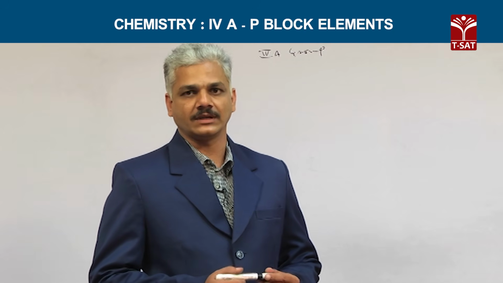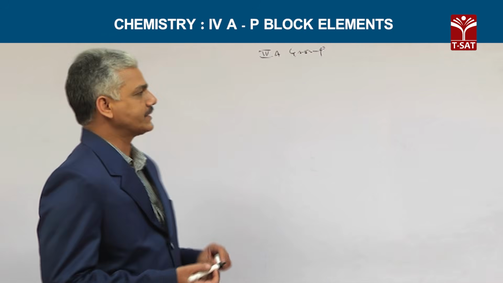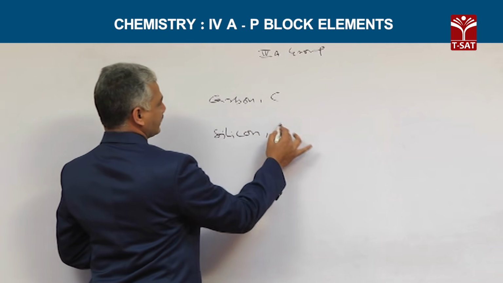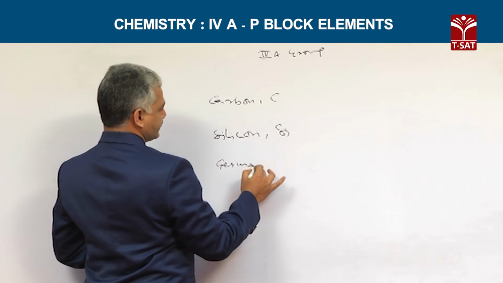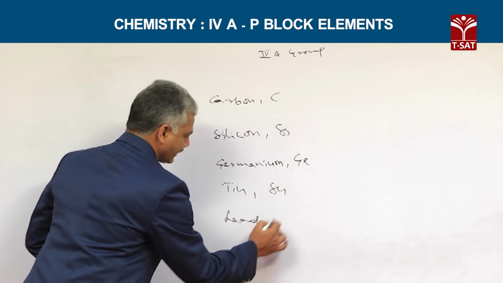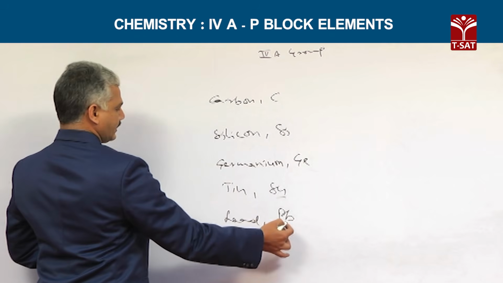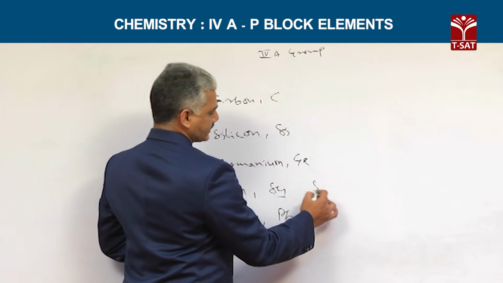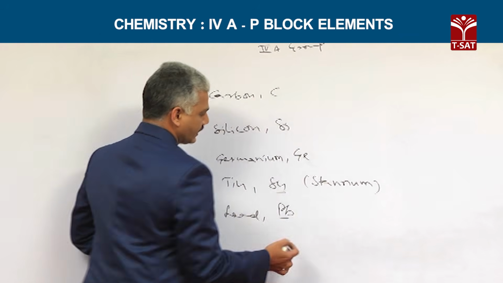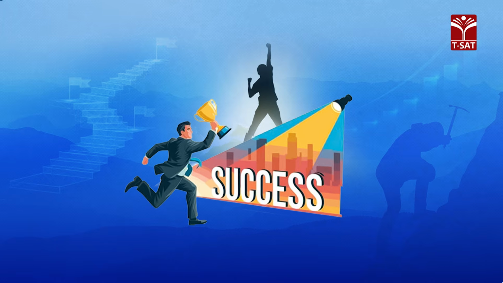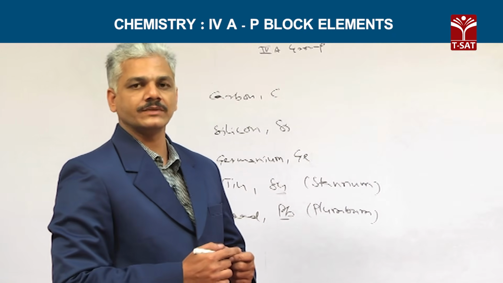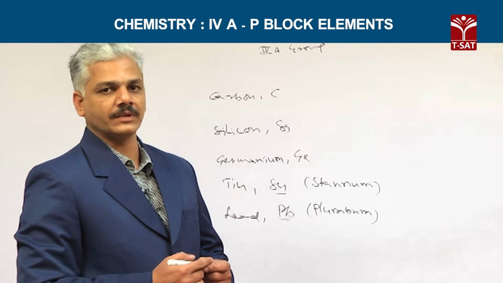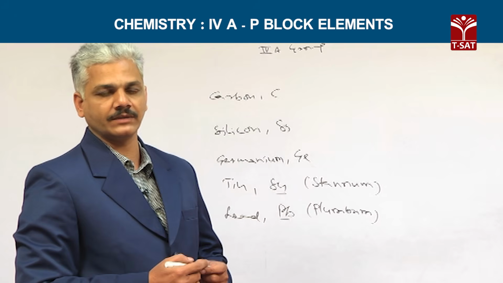This fourth A group is also called the carbon family. Elements present in this group are carbon, silicon, germanium, tin and lead. Tin and lead have got their symbols from the corresponding Latin names stannum and plumbum. In this topic we have to see the general physical properties, followed by general chemical properties, and then preparation, properties and uses of individual elements.